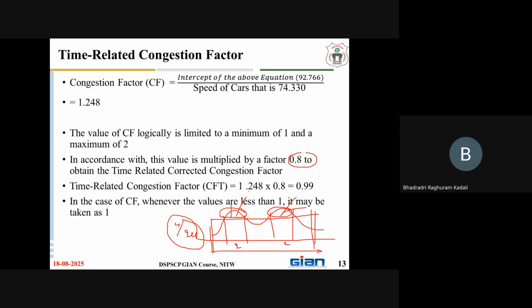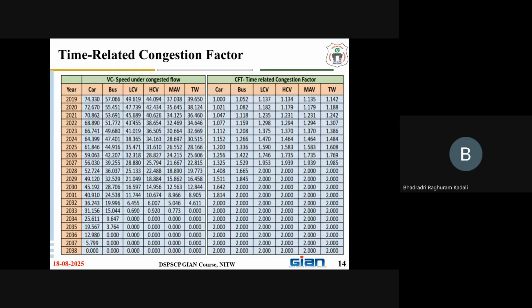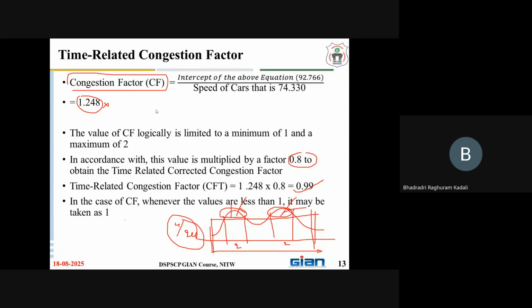So if you multiply the 1.248 you have estimated as the congestion factor related to time with this 0.8, then you will get 0.9. In the case of the congestion factor, whenever the values are less than 1, they may be considered as 1. Corresponding to that, we have the volume by capacity, that is the speed under congested flow case, and the time related congestion factors, both. These are the average speeds of the stretches corresponding to the different categories of the vehicles. Then we are trying to estimate for each case 92.76 divided by 74.33.